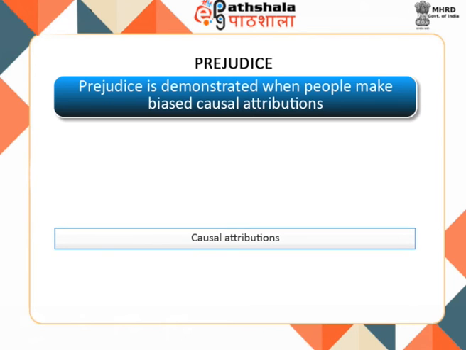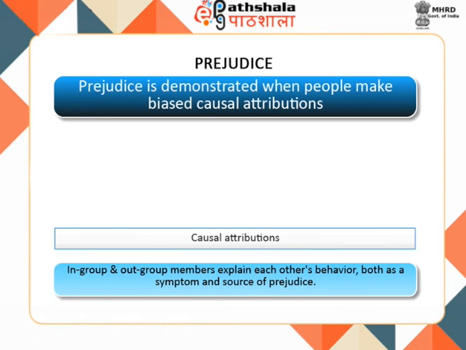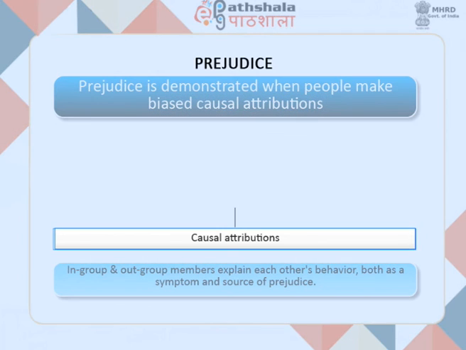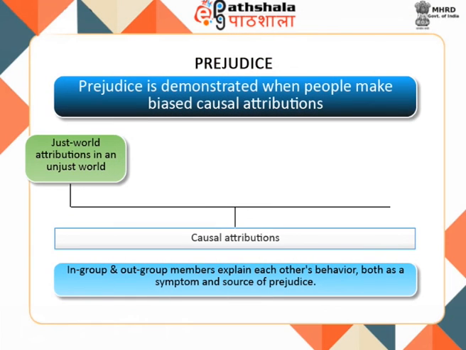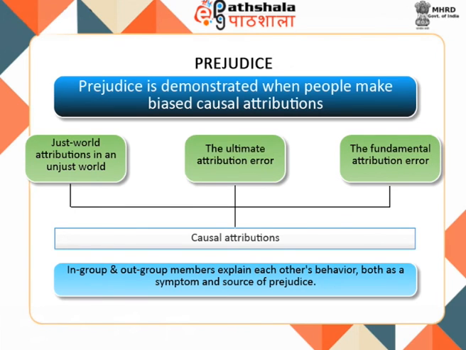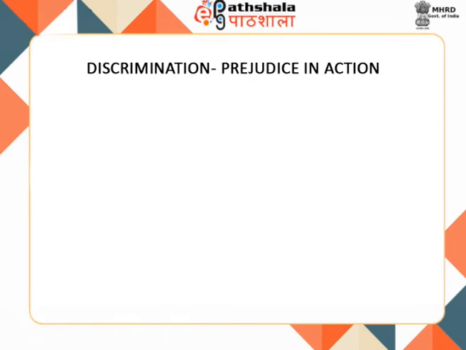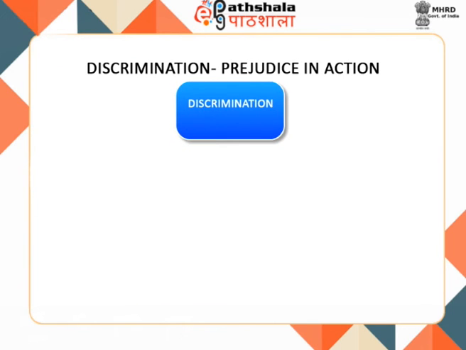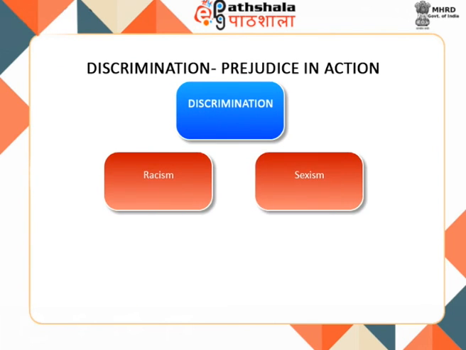Prejudice is also demonstrated when people make biased causal attributions. Causal attributions are the ways in which in-group and out-group members explain each other's behavior, as both a symptom and source of prejudice. The various causal attributions are just world attributions in an unjust world, the fundamental attribution error, and the ultimate attribution error. There are two forms of discrimination: racism and sexism.